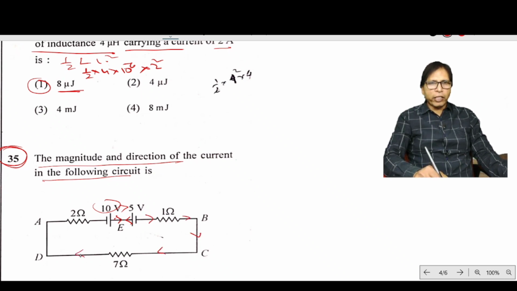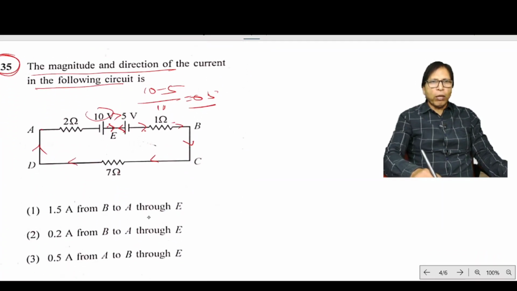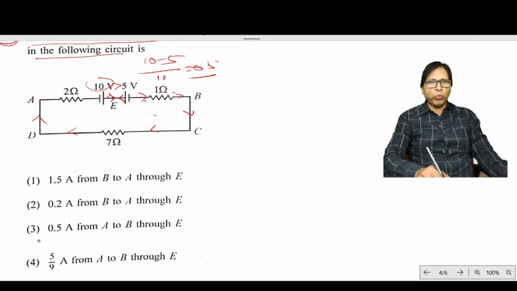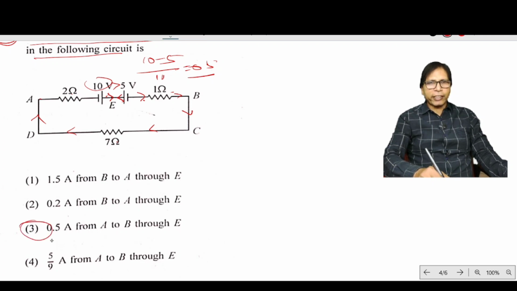Okay. Now what are the options? Look at this, now the amount of current. This is 2 ohm, 1 ohm, and this is 7 ohm. So 10 ohm. Current becomes 10 minus 5 by 10, so this is 0.5. So 0.5 ampere current from A to B. Okay. Now look at the options. 0.5 ampere current from A to B through E. Okay. No problem. Option C is correct.